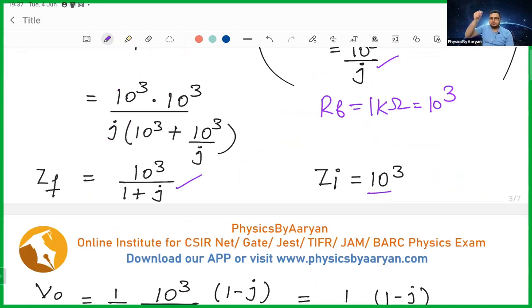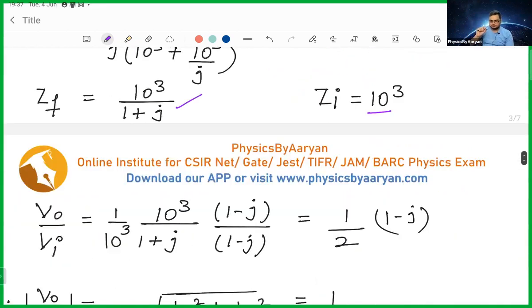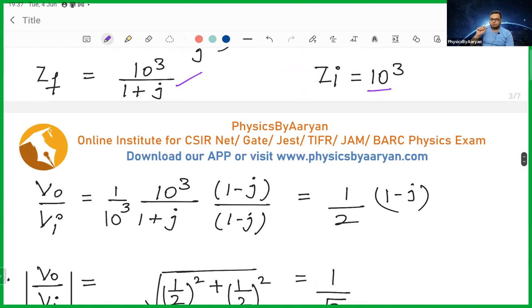So gain is V output by V input, and that is Z feedback by Z input. Feedback impedance divided by input impedance. So if I divide this and this, Z feedback and Z input, you can see 10 to power 3 by 1 plus J divided by 10 to power 3. So 10 to power 3 and 10 to power 3 cancel.